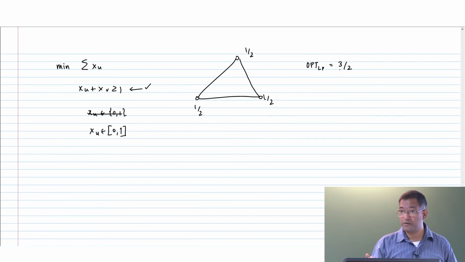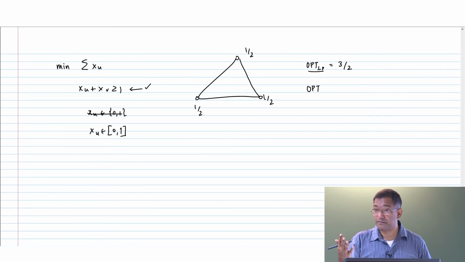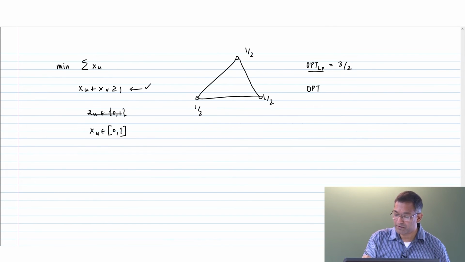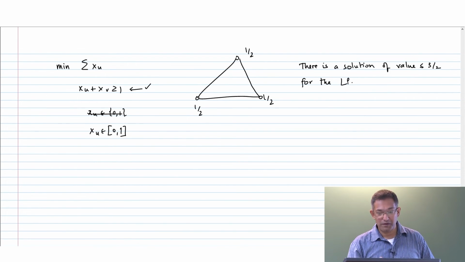3 times 1/2, 3/2. But what is the optimal solution for the integer program? I am claiming it is an optimal solution, but it is a feasible solution to the linear program. So, let me say that: there is a solution of value at most 3/2 for the LP. I mean the LP relaxation, but I will not keep writing it.